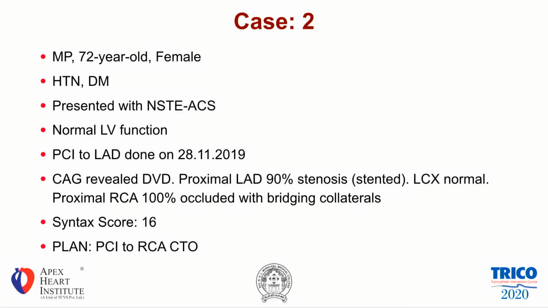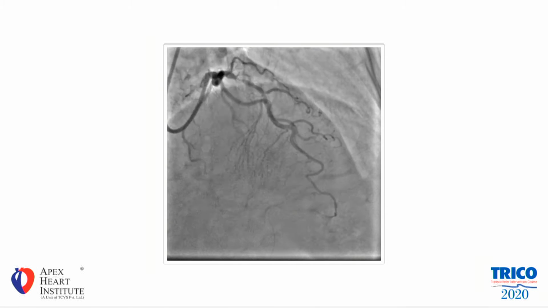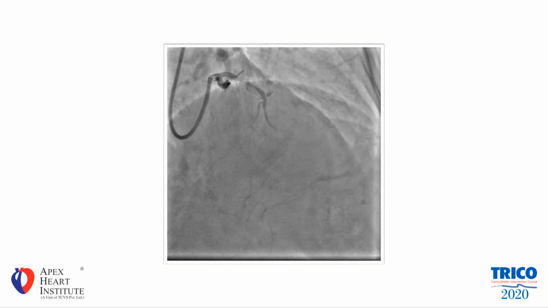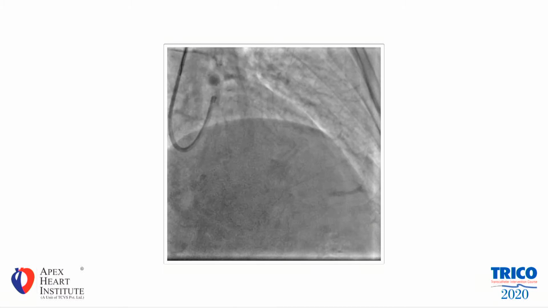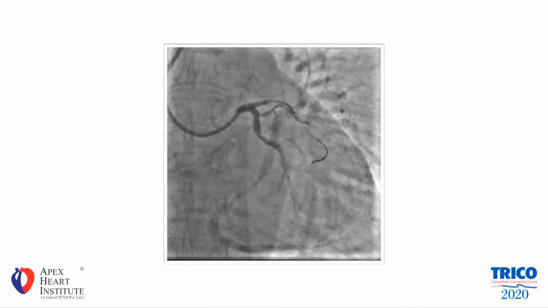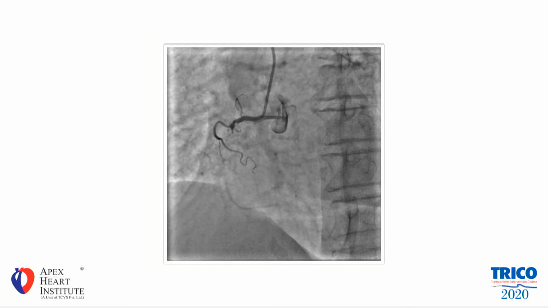Diabetic hypertensive patient who presented to us with an ST segment ACS with a normal LV function. PCI to LAD was done in November 2019. This is the angio showing a long segment diffuse lesion in the proximal LAD, which was stented with a very good result in November of 2019. Right now, our plan is to do CTO angioplasty.